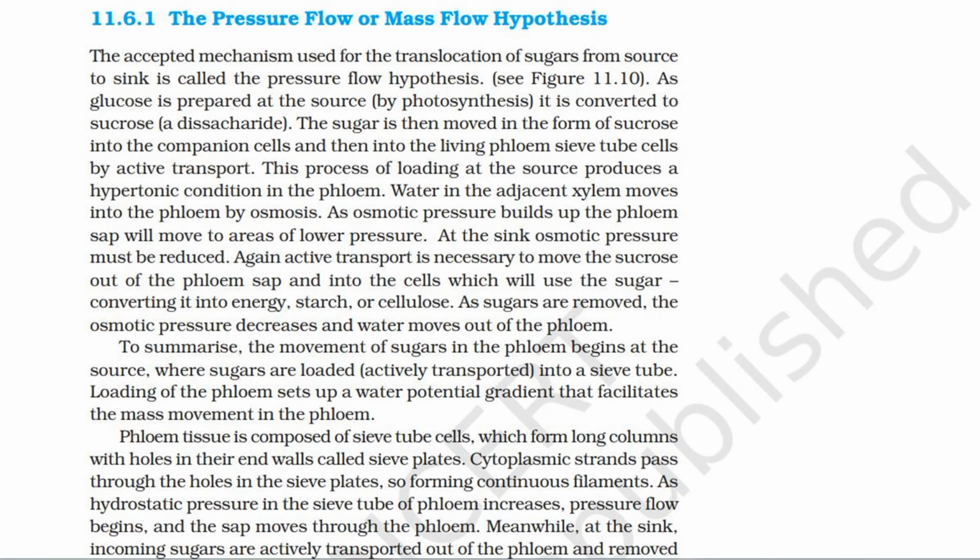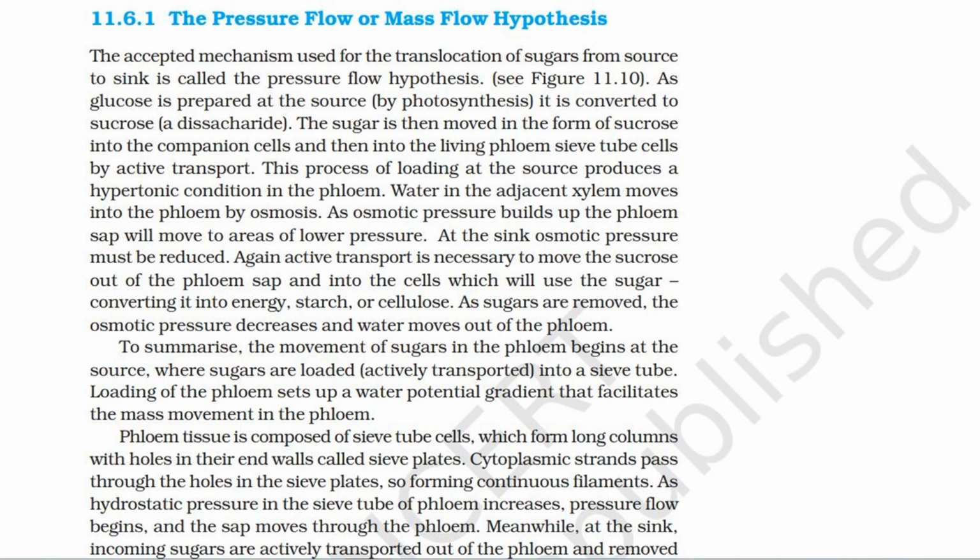The accepted mechanism used for the translocation of sugars from source to sink is called the pressure flow hypothesis. As glucose is prepared at the source by photosynthesis, it is converted to sucrose, a disaccharide. The sugar is then moved in the form of sucrose into the companion cells and then into the living phloem sieve tube cells by active transport. This process of loading at the source produces a hypertonic condition in the phloem. Water in the adjacent xylem moves into the phloem by osmosis. As osmotic pressure builds up, the phloem sap will move to areas of lower pressure.